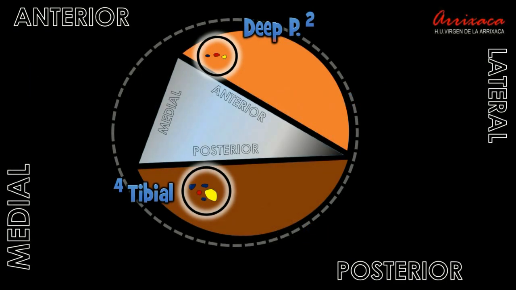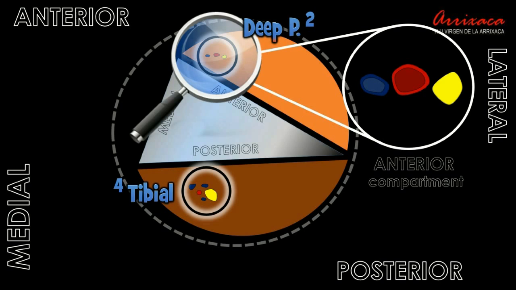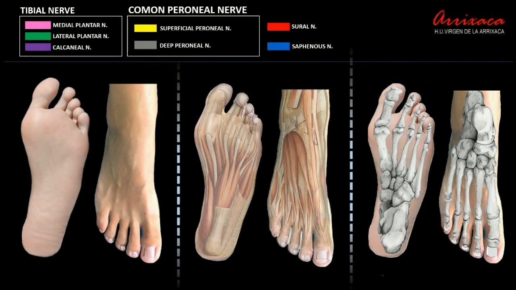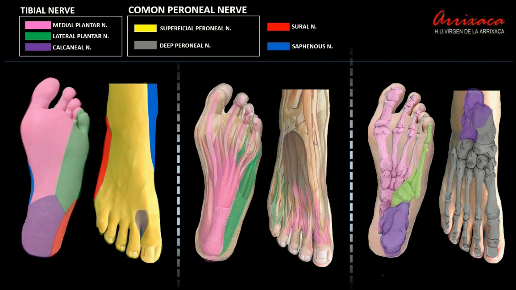The tibial and deep peroneal nerves are the only 2 nerves grouped in a bundle. These 2 mixed nerves have involvement in the motor proprioception and deep sensory innervation of the foot. In this picture, we observe the cutaneous, muscular, and osteoarticular territories innervated by each one of the nerves previously discussed.